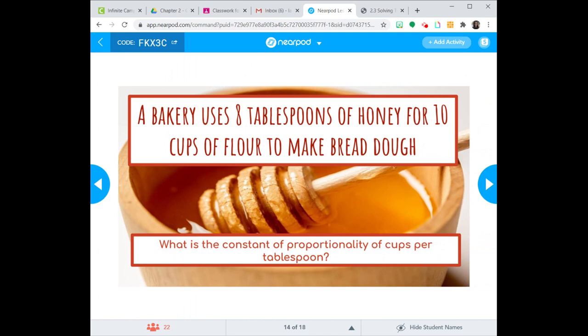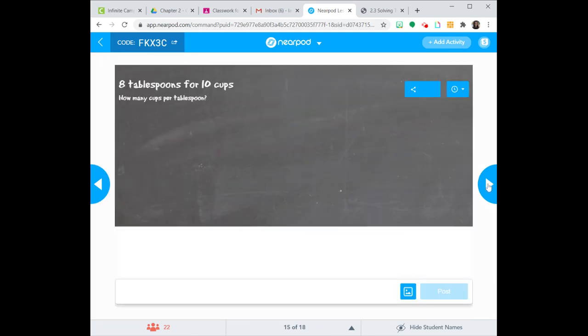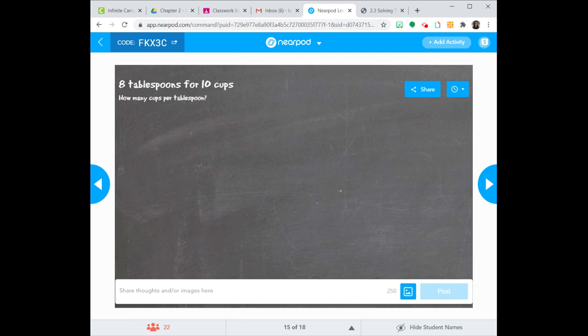A bakery uses 8 tablespoons of honey for 10 cups of flour. What is the constant of proportionality of cups per tablespoon? So we're going to talk about it again. Pay attention to your language. 8 tablespoons for 10 cups. How many cups per tablespoon?